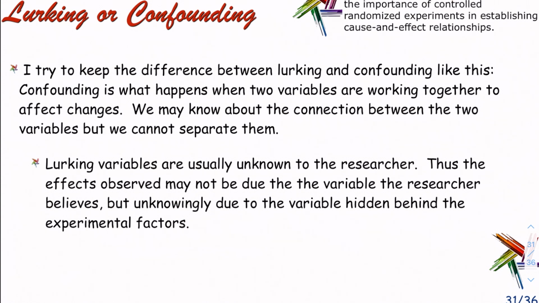So I try to keep the difference between lurking and confounding like this. Confounding is what happens when two variables are working together to affect changes. We may know about the connection between the two variables, but we cannot separate them. Think hot temperatures, ice cream, sunburns. Lurking variables, on the other hand, are usually unknown to the researcher. Thus, the effects observed may not be due to the variable the researcher believes, but unknowingly due to the variable hidden behind the experimental factors. Hence, a lurker.